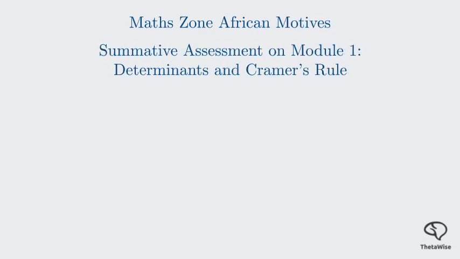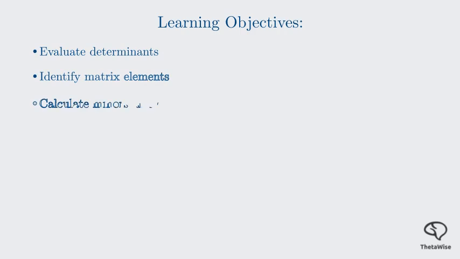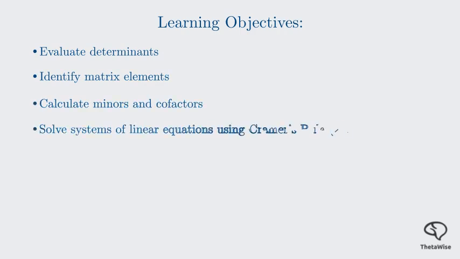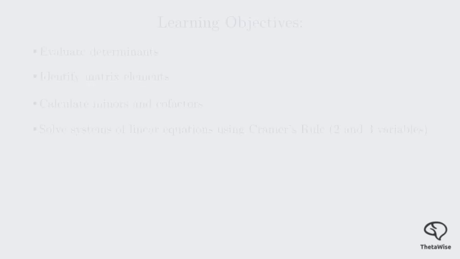I'm your host, and today we're tackling a summative assessment on Module 1, Determinants and Cramer's Rule. By the end of this tutorial, you will be able to evaluate determinants, identify matrix elements, calculate minors and cofactors, and solve systems of linear equations using Cramer's Rule for both 2 and 3 variables. So let's get started with our first question, evaluating determinants.